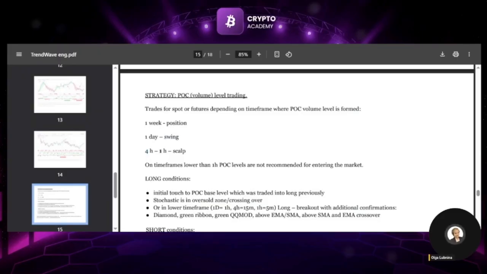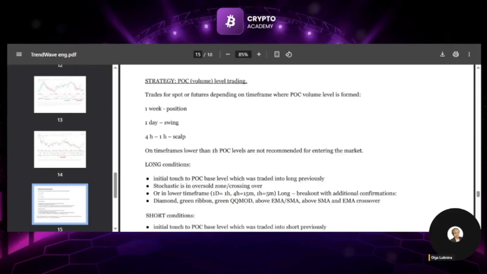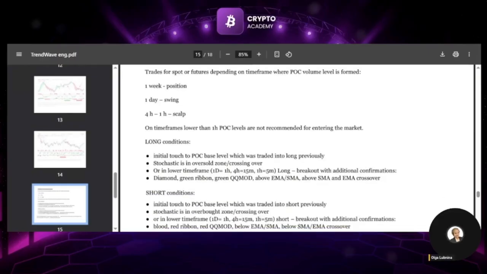On the 4-hour and 1-hour time frames, there will be scalp trades. I do not recommend considering volume levels on time frames lower than 1H, since the volumes of the trades are quite weak and a reaction may not happen from them at all. So, what conditions do we need?